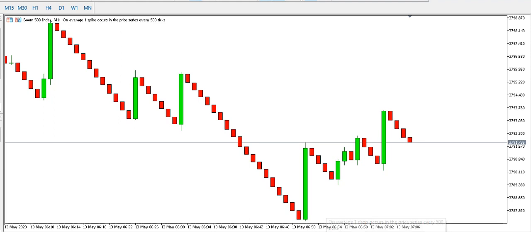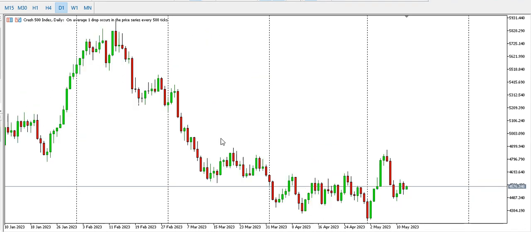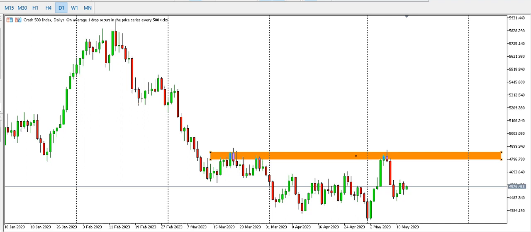Lastly, let's look at crash 500 index. Let's look at crash 500 index on the daily time frame. We can see that on the daily time frame, we have a range. Price is ranging. That's the range top, and this is the range bottom. Until we see a breakout of this range, range traders should continue to work with the range. That's for the daily time frame.